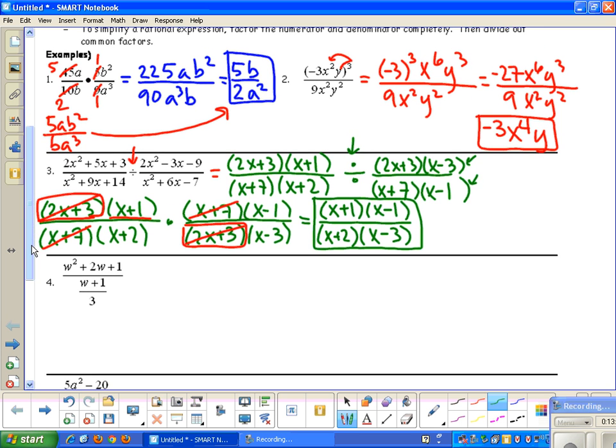For problem number 4, this one's a little bit harder. If you look here, this is the big division symbol, and this is being divided by this term right here. So we have w squared plus 2w plus 1 being divided by w plus 1 over 3. What I would do is rewrite this first, and I'm going to factor the w squared plus 2w plus 1. I want factors of 1 that add up to 2, which would be w plus 1 times w plus 1. And this is being divided by w plus 1 over 3.